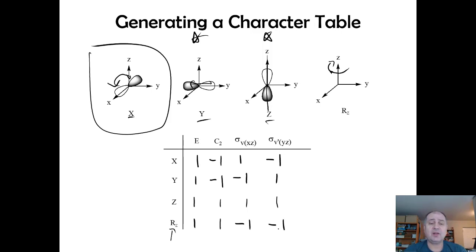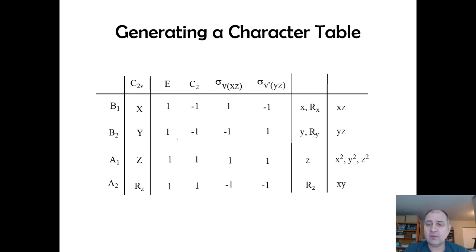So we have now generated a character table for the C2V point group. I've added all of the missing rotations here. We did the X, the Y, the Z, and then the RZ, and I've added in the binaries and the squares. So again, we have the IR and here Raman.